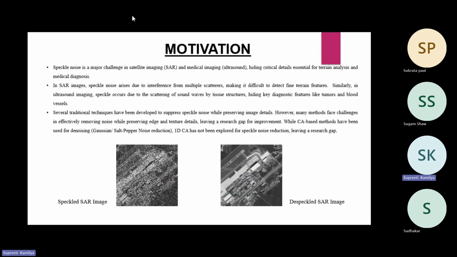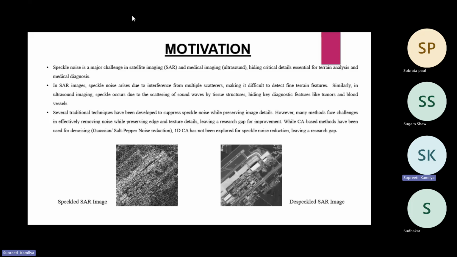If we see this slide, the left image is a speckled SAR image and the right side one is the despeckled or clean SAR image. This noise particularly affects the variance of the pixel values rather than their mean intensity, and because of that it creates a textured appearance which hides the details. Various techniques have been used to denoise or despeckle these images.